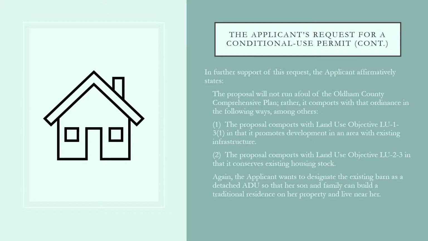It's not going to add any more numbers. It's not going to, for example, deprive anybody else of a housing opportunity. It's not going to take any numbers down from individuals who may want to move here. It essentially comports with and just allows them to build a structure on a property they already own and in which at least somebody already lives. And again, just to reiterate, we're wanting to designate the existing barn as the detached ADU so that Mrs. Jenkins and her family can build a traditional residence on the property and live together on that property.